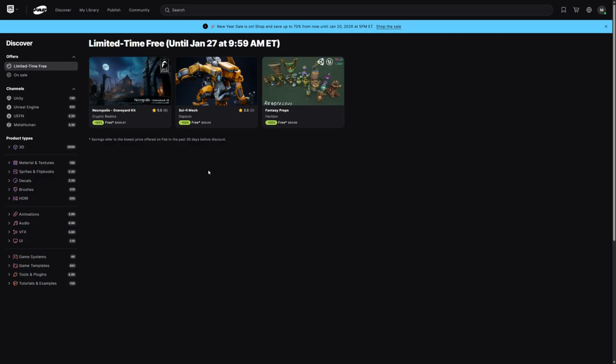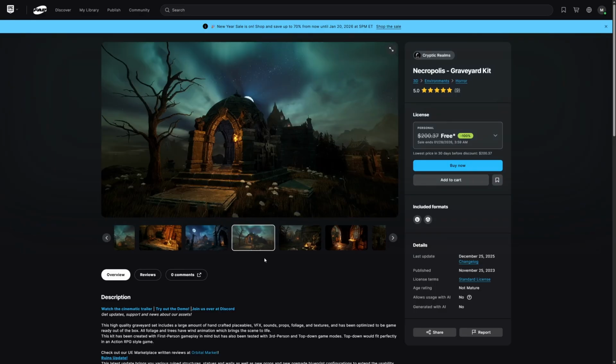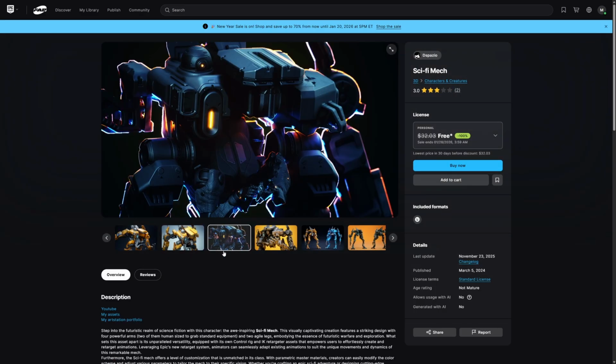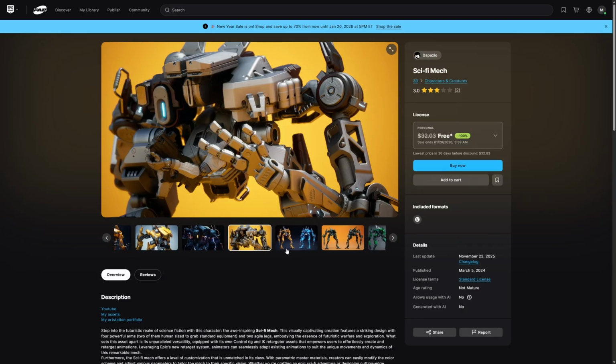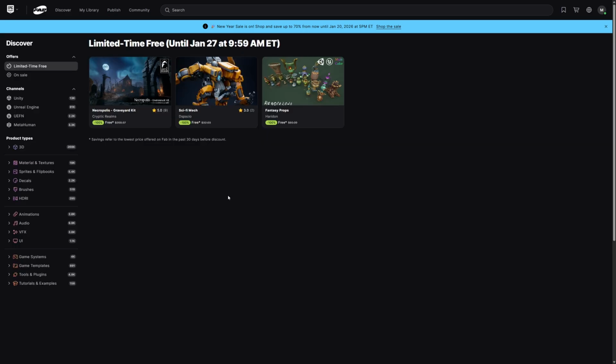Alrighty, guys. Now, as you can see here, this fortnight's assets are freely available until Jan 27th at 9:59 Eastern Time. And this go around, we've got Necropolis Graveyard Kit by Cryptic Realms, Sci-fi Mech by Dspazio, and Fantasy Props by Haridon. So let's jump on in and take a look at the Graveyard Kit by Cryptic Realms.